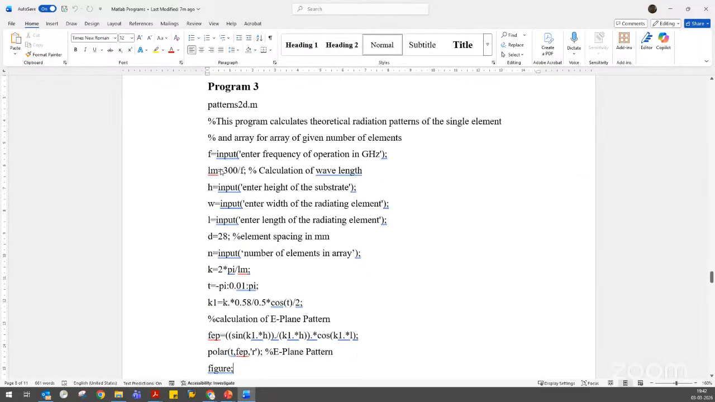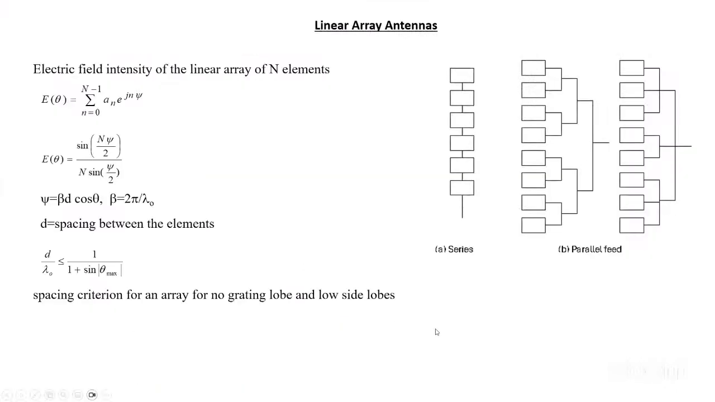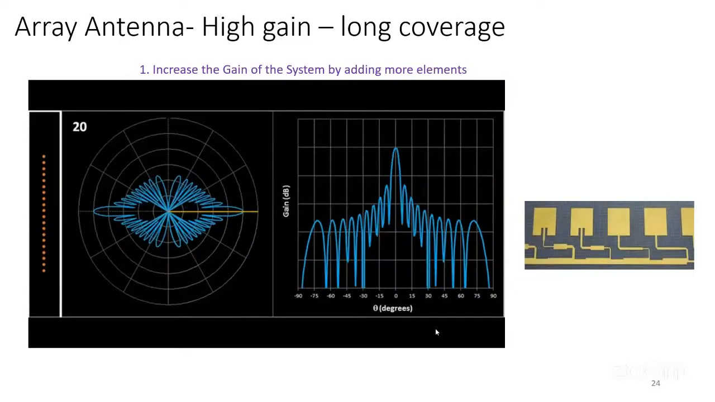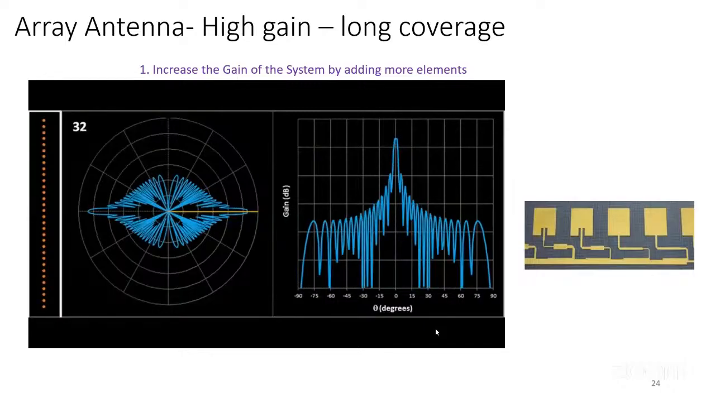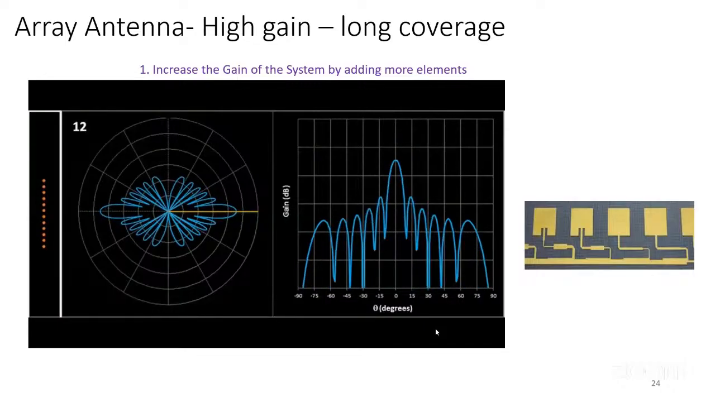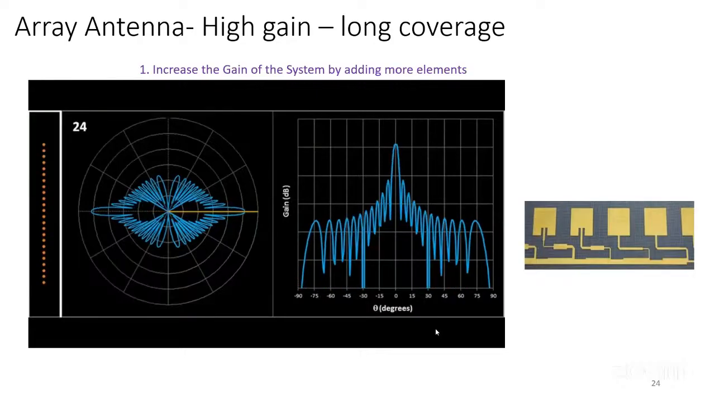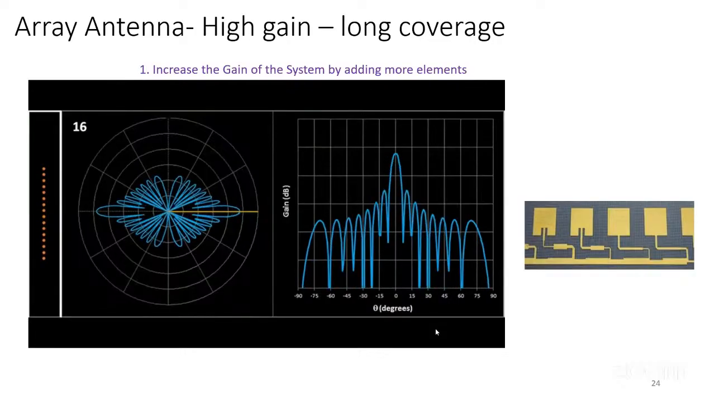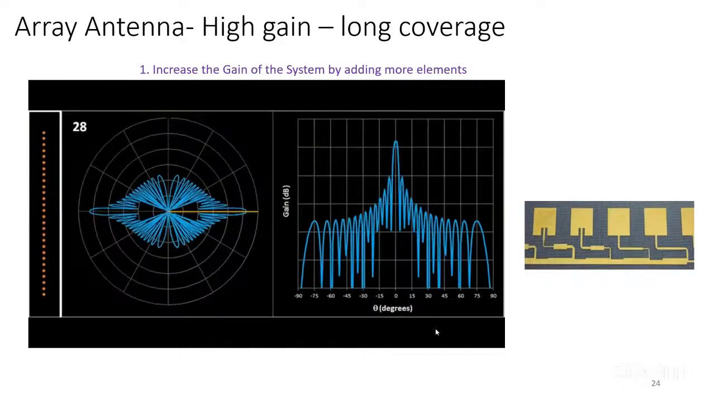The next program is for calculating the theoretical radiation patterns. The equations on the left side can be used to estimate the radiation patterns of this linear array. Like in this picture, for a number of elements, it calculates from 2 elements to 30 elements. Similarly, whatever pictures you are seeing in the right side animation, you will be able to compute or generate using this MATLAB code. This is the two-dimensional radiation pattern.